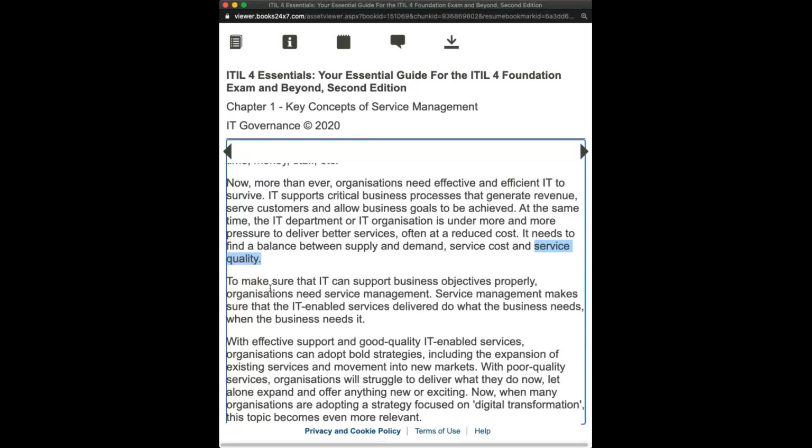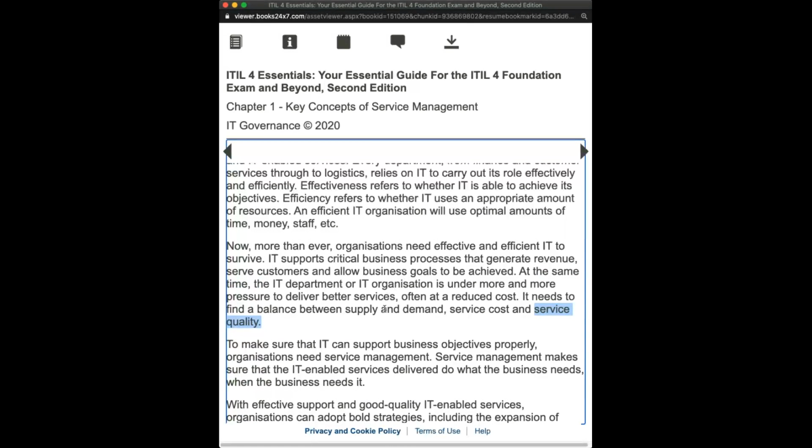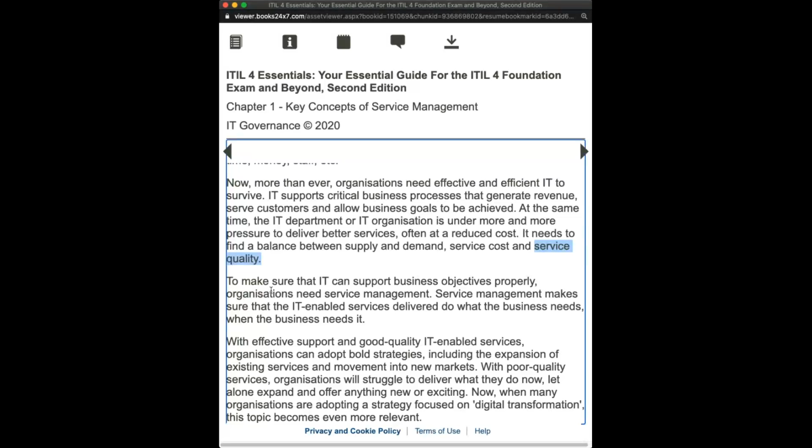Okay, next. So with that, to make sure that IT can support business objectives properly, organizations need service management. Service management makes sure that the IT enabled services are delivered to what the business needs, when the business needs it, right?